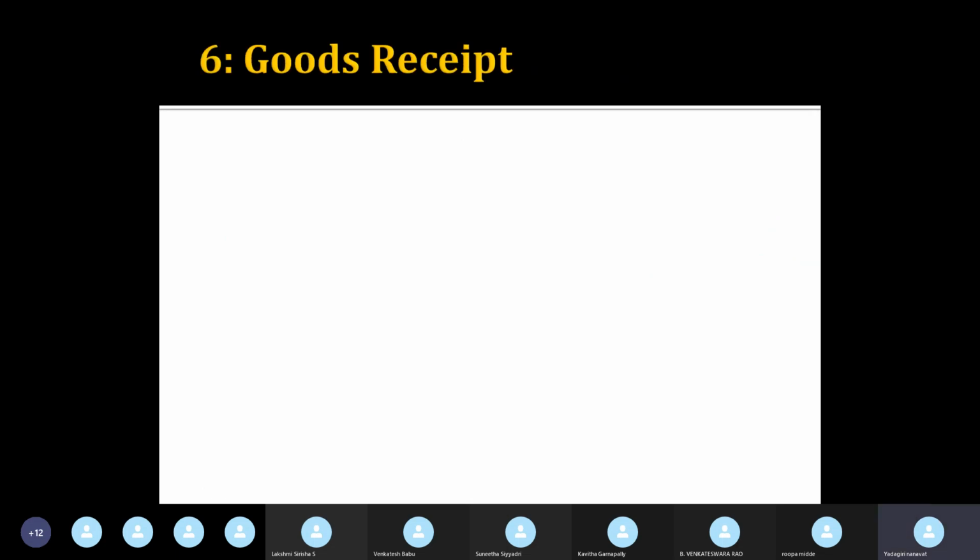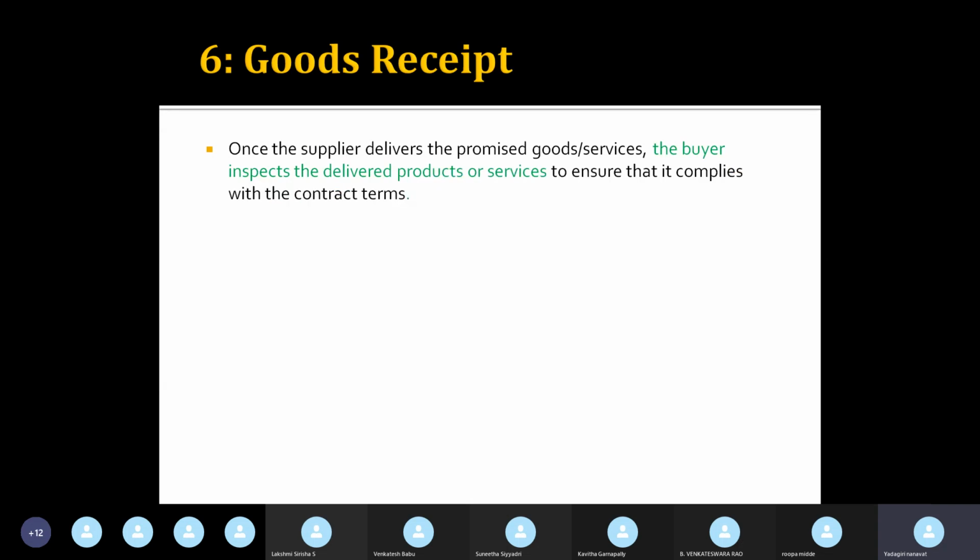And sixth one is goods receipt. Once the supplier delivers the promised goods and services, the buyer inspects the delivered product or services to ensure that it complies with the contract terms. Once the supplier sends the goods to our company, the officer will check everything as per the terms and conditions, whether we have received the goods or not.